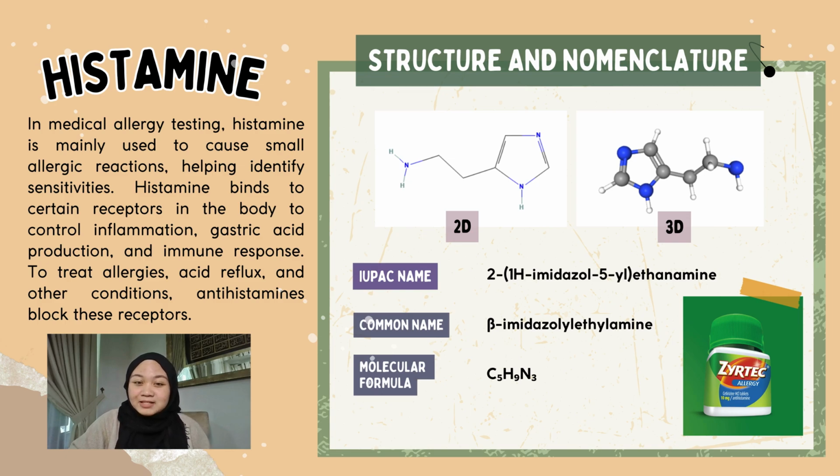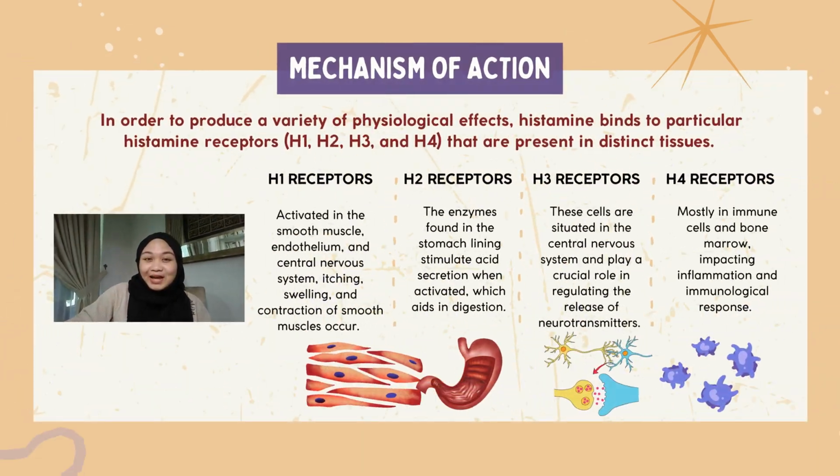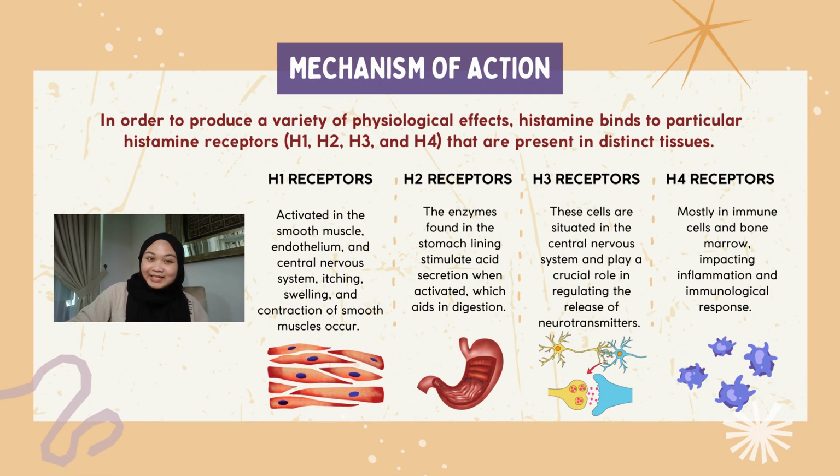Besides, we have the two-dimensional and three-dimensional structure of histamine. Chemically, the histamine IUPAC name is 2-(1H-imidazol-5-yl)ethanamine, also known as beta-imidazolylethylamine, and its molecular formula is C5H9N3. Now, let's look at how histamine works in the body.